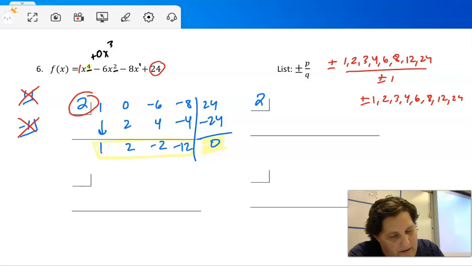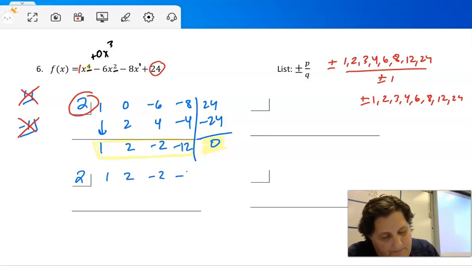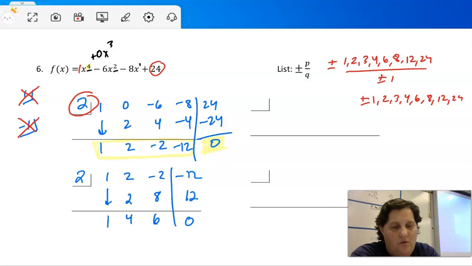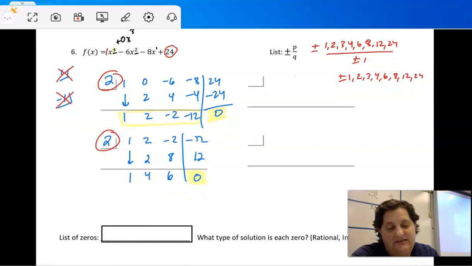Okay. I'm actually going to use this box over here because it gives me a little bit more room. So now I'm using those numbers, okay? 1 times 2 is 2, that's 4. 4 times 2 is 8, that's 6. 6 times 2 is 12, that's 0, right? So that's great. 2 worked a second time. You guys, that means it's a double solution.